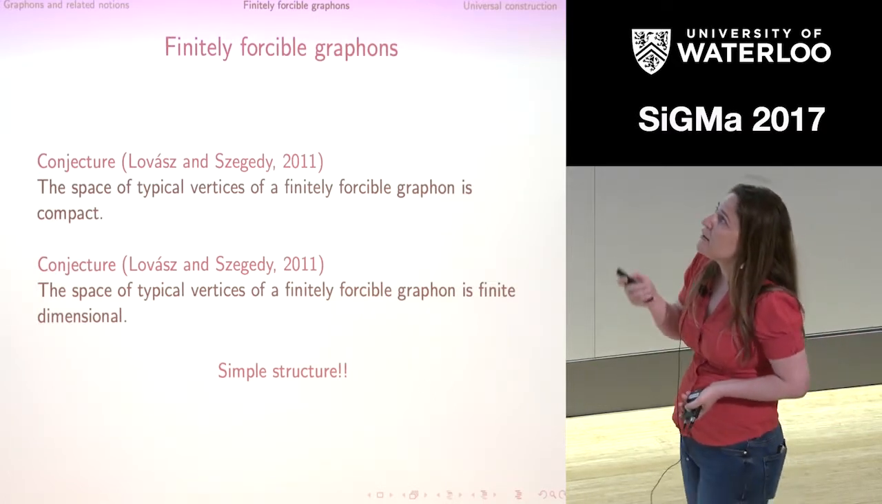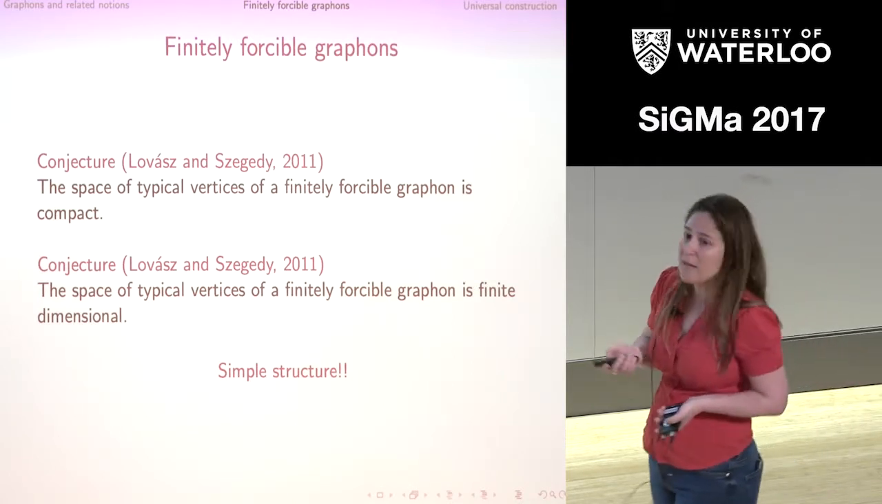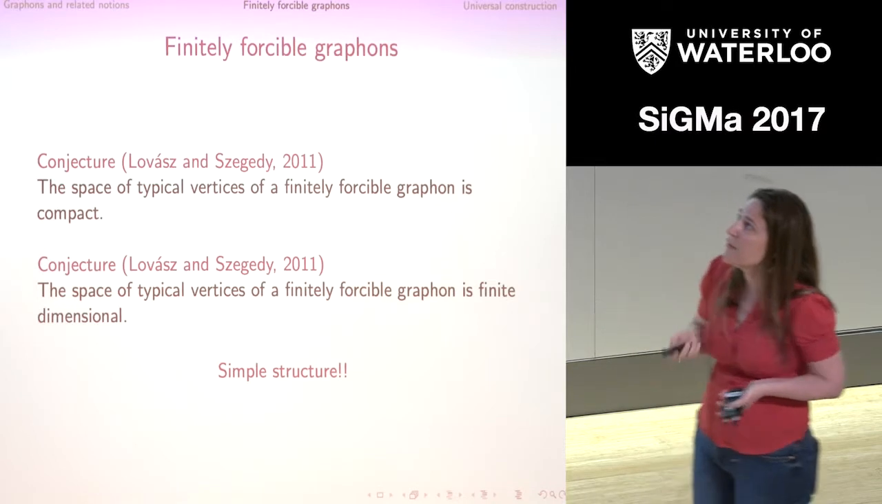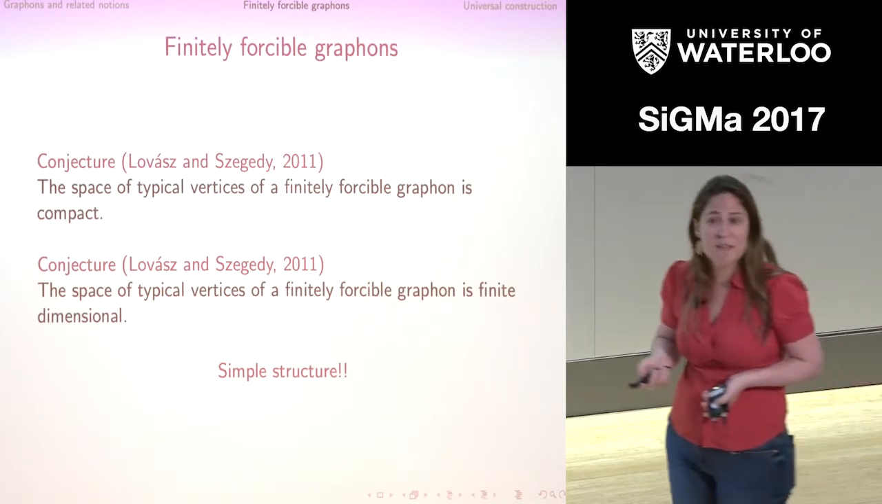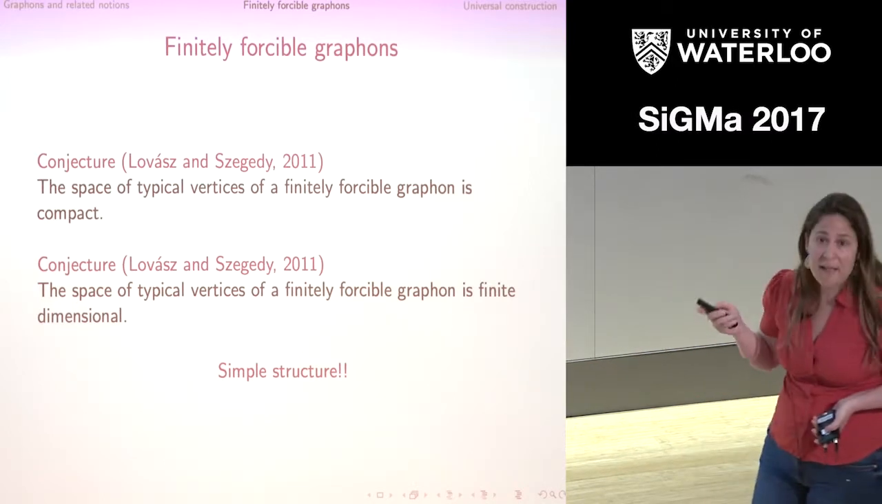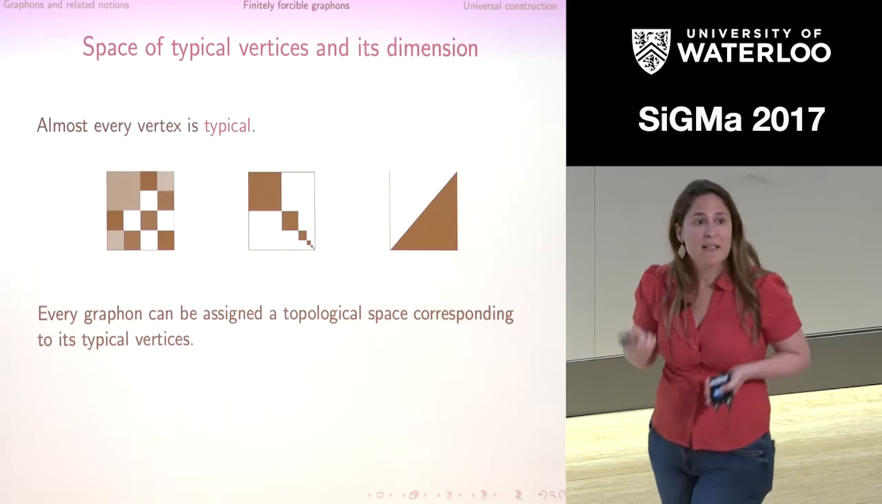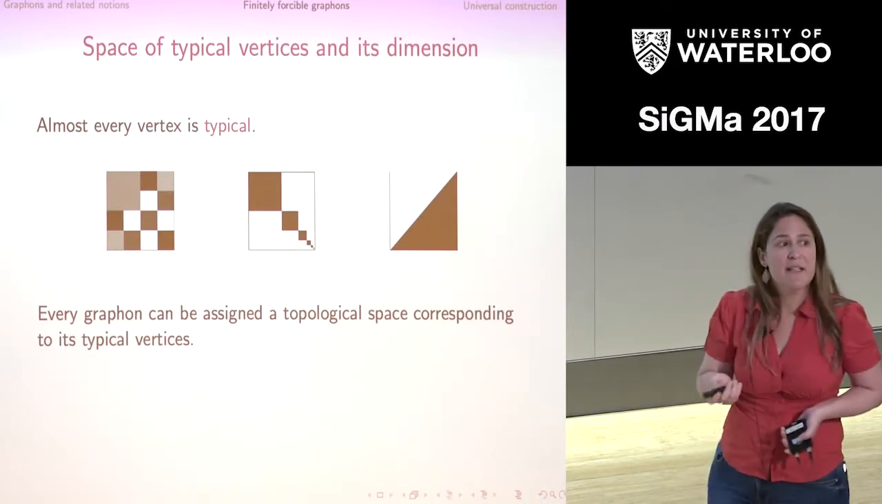So in order to understand these two conjectures, the first thing you need to understand is, what is a typical vertex? What is the space of typical vertices? I will not explain this formally, but I'll give you some idea, and hopefully everyone will understand the idea.